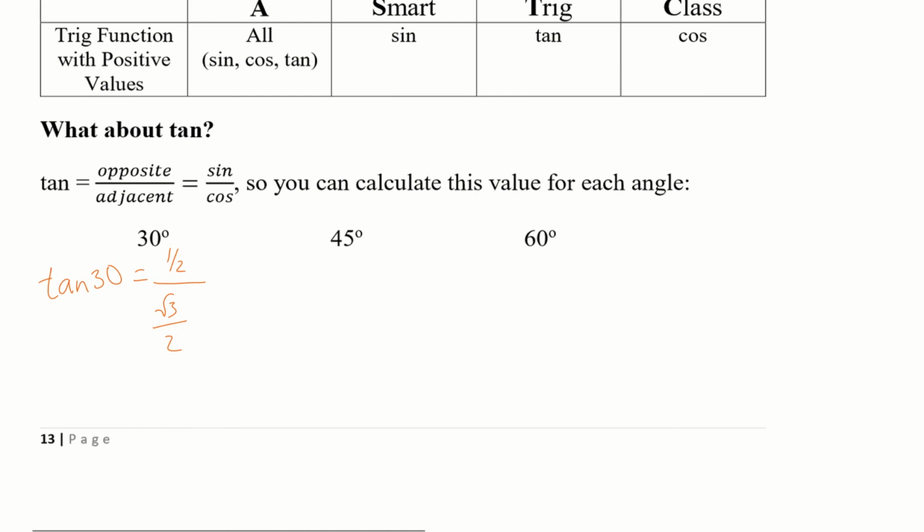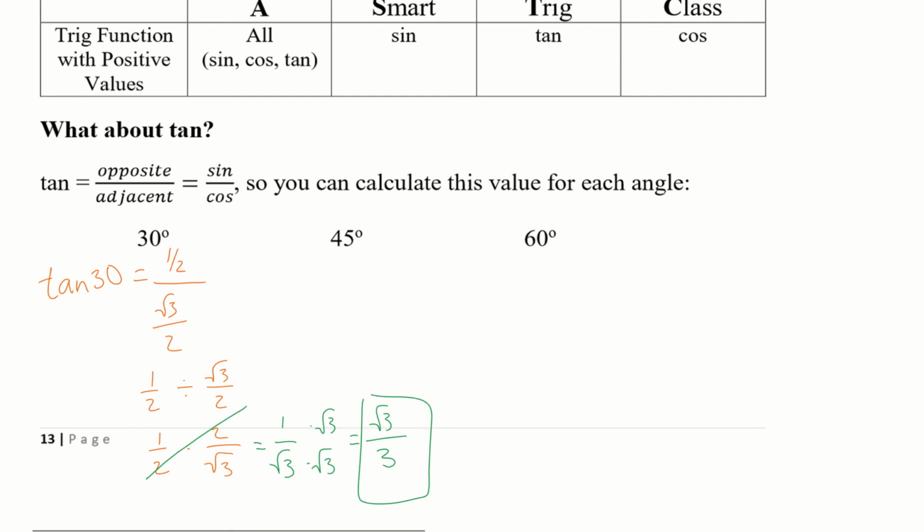All right, so I have 1/2 divided by root 3 over 2. So that's going to be 1/2 times 2 over root 3. So now when that cancels, I now have 1 over root 3. I don't want my root 3 in my denominator, so if I multiply by root 3 for both of these, I'm going to have root 3 over 3. So there's the tangent of 30.